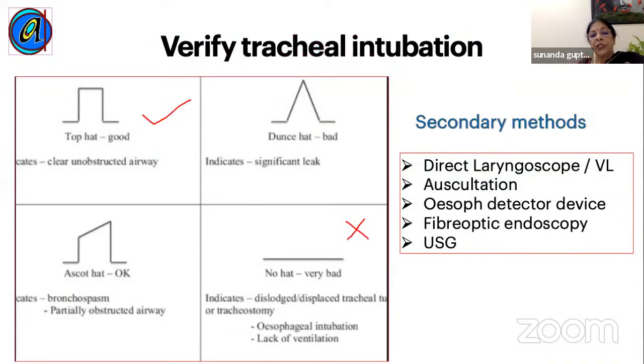Now, once you have intubated the patient, you should always verify the correct positioning of the endotracheal tube by using ETCO2, which is the best method of doing it. If there is a top hat, it means you are inside the trachea 99% of the time. But if there is no hat, it means the tube is dislodged or there could be an esophageal intubation. Secondary methods which could help in confirming this are visualization of the larynx with the video laryngoscope or direct laryngoscope, esophageal detector device, fiber optic endoscopy, or USG. Auscultation is not a very correct method to be used in the pregnant patient who has large breasts and is obese also.